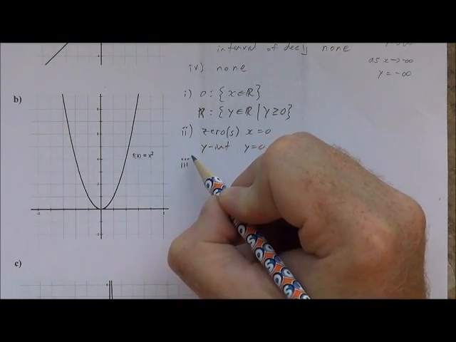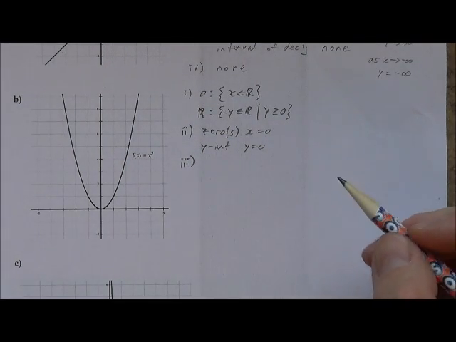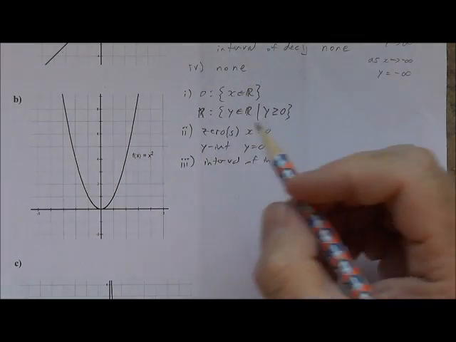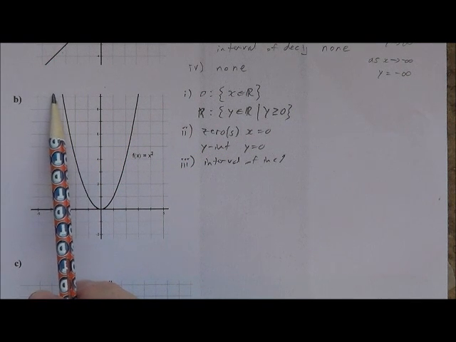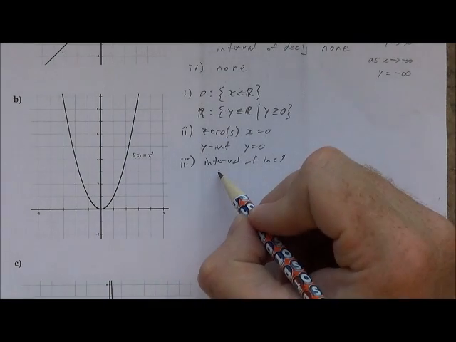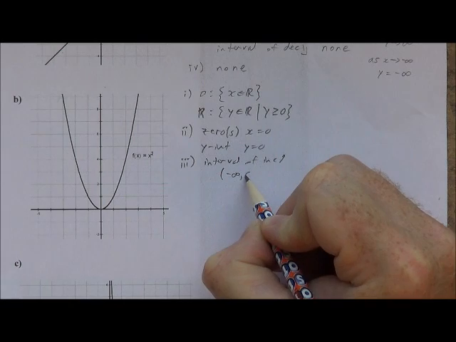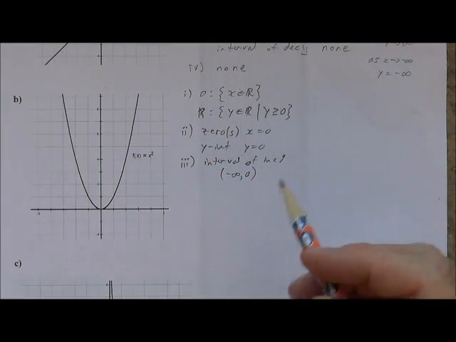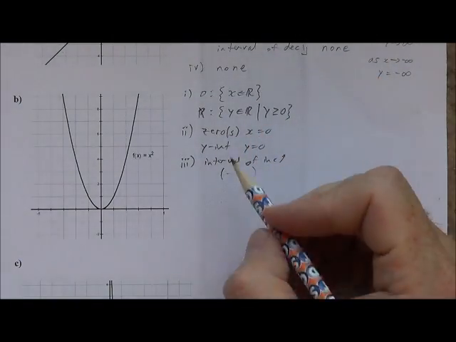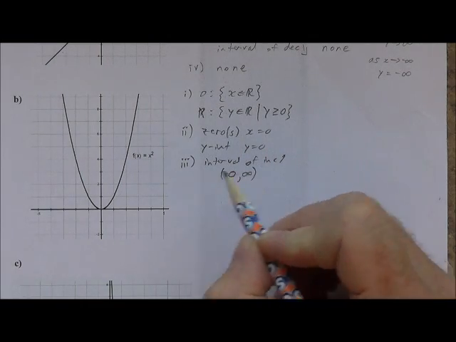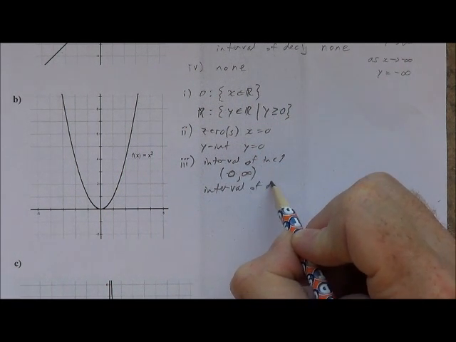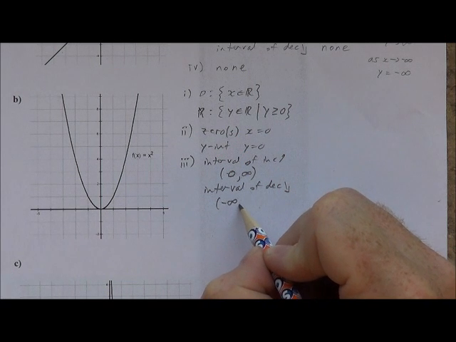If we look at part 3, which is intervals of increase and decrease, we look to see, as we travel along the curve from left to right, that the graph is decreasing at first, and then it starts increasing. So from negative infinity to almost 0, it's decreasing. Oh, sorry, I put that the wrong way. I usually go from left to right also. So that would be from 0 to infinity, it's increasing. And then the interval of decrease is from negative infinity to 0.